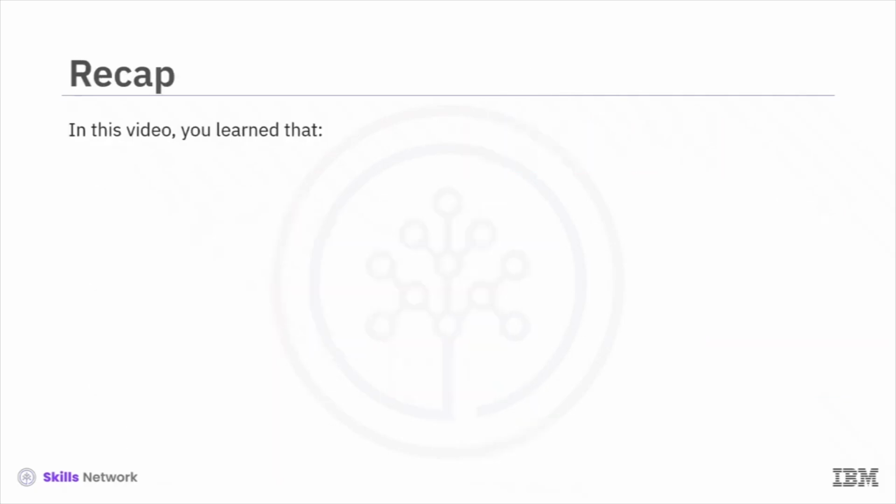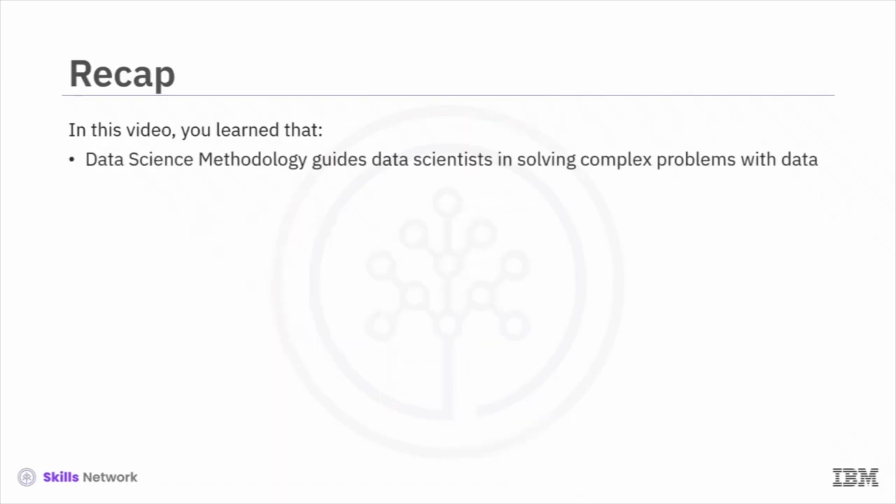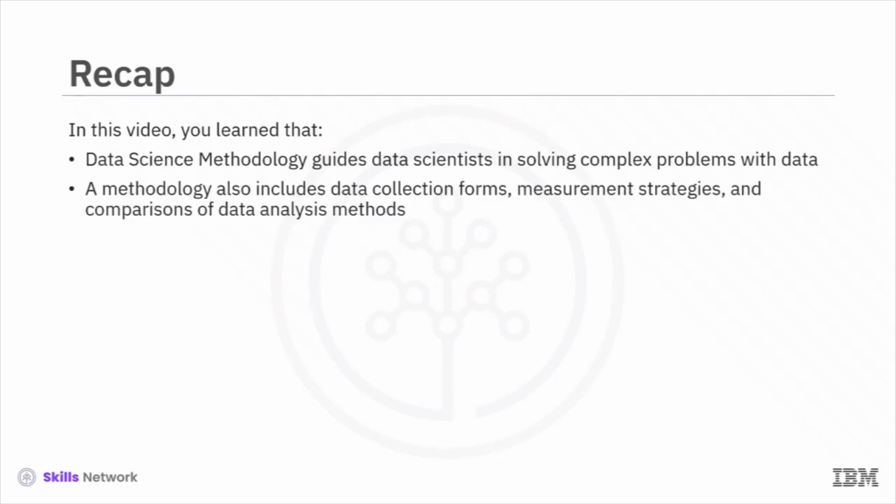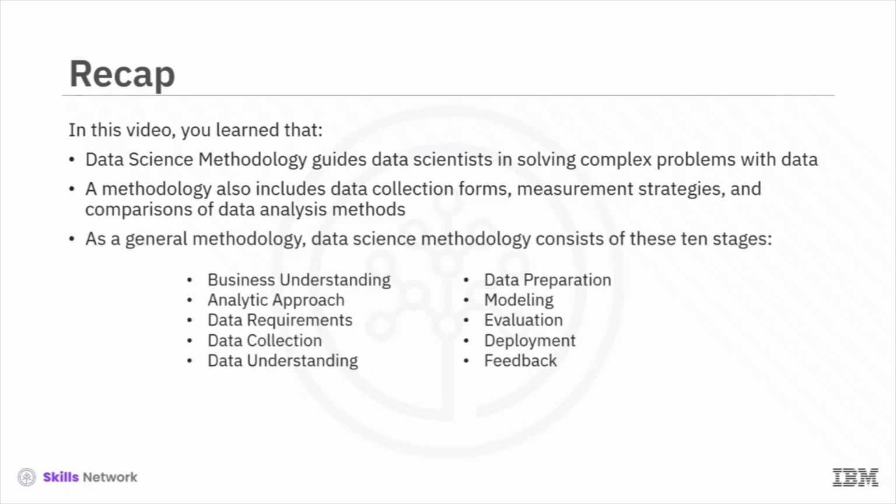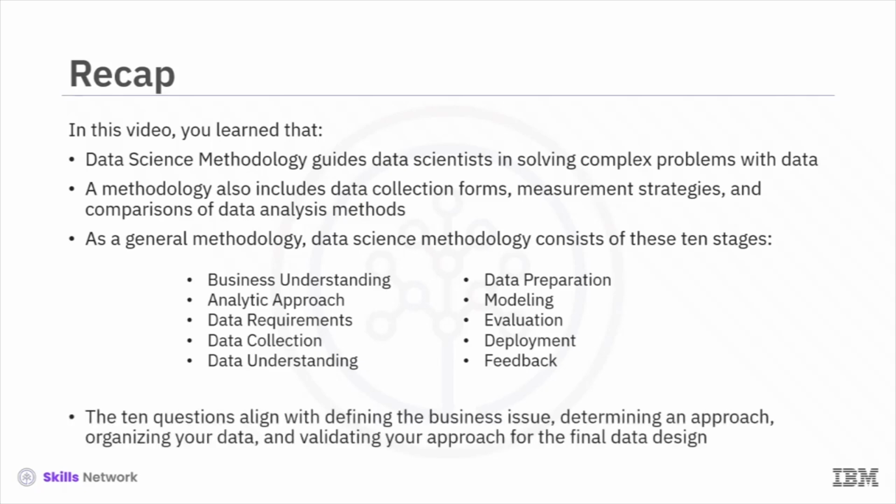In this video, you learned that data science methodology guides data scientists in solving complex problems with data. A methodology also includes data collection forms, measurement strategies, and comparisons of data analysis methods relative to different research goals and situations. As a general science methodology, data methodology consists of the following 10 stages: business understanding, analytic approach, data requirements, data collection, data understanding, data preparation, modeling, evaluation, deployment, and feedback. The 10 questions align with defining the business issue, determining an approach, organizing your data, and validating your approach for the final data design.